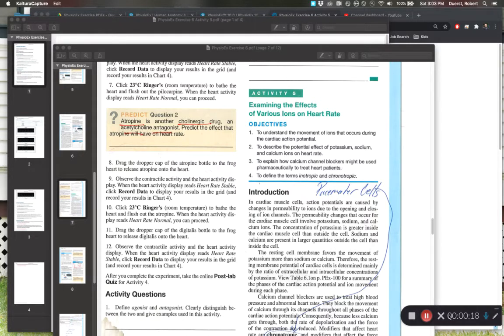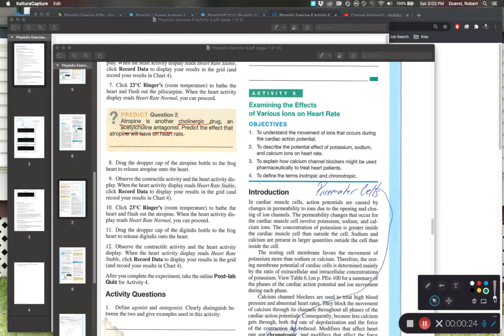So as we look at this activity, we're going to be focusing on two new vocabulary words, inotropic first and chronotropic. Inotropic agents are going to affect the force of contraction, and then chronotropic agents are going to affect the rate of contractions, or the heart rate.